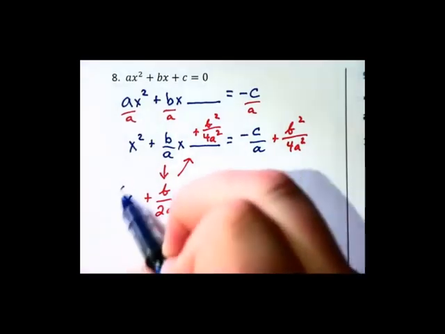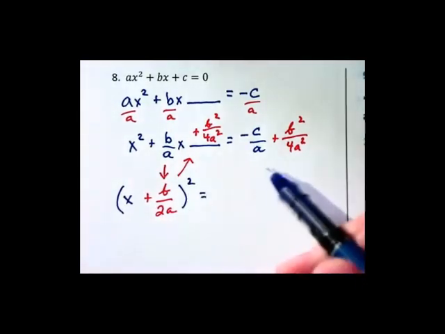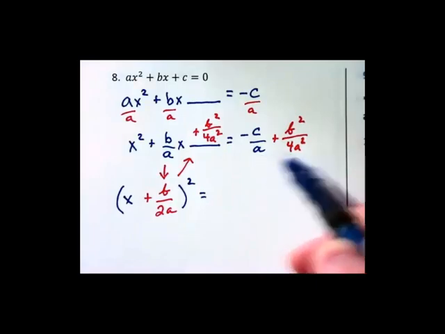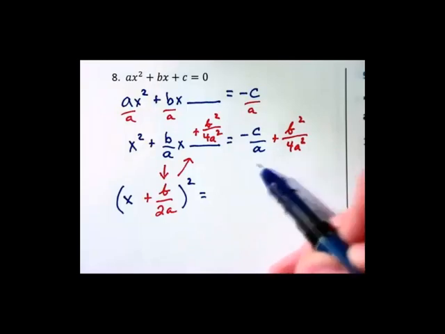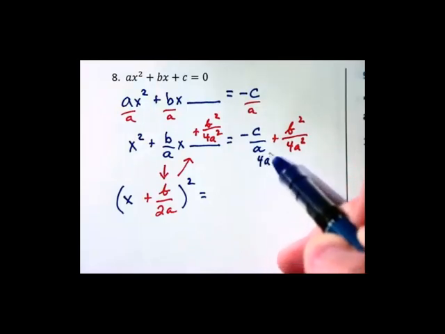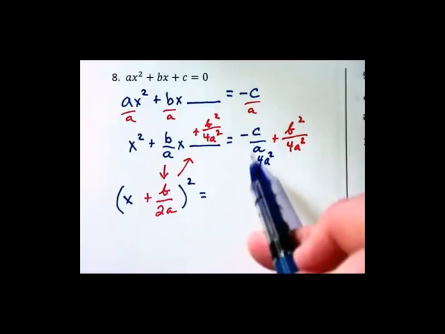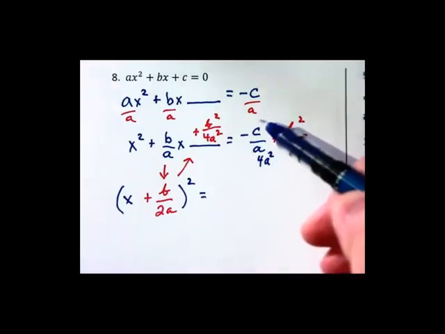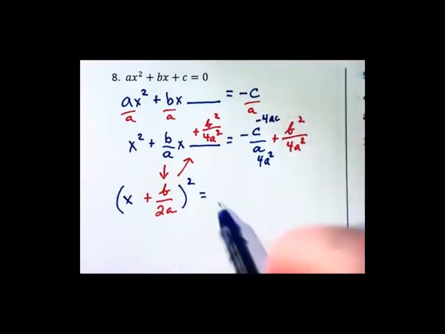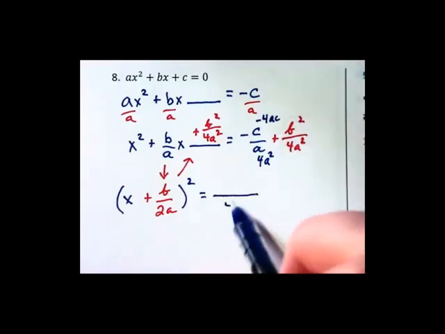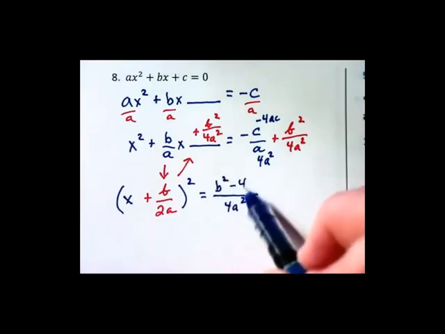Now it's time to complete the square. Put the x in front, the parentheses around it, the quantity squared. On the right hand side we need a common denominator in order to add these fractions, and a goes into 4a squared. So 4a squared will be the denominator. Now we're multiplying the denominator by 4a, so up above we multiply by 4a and get minus 4ac. And when I rewrite this all over the 4a squared, I'm going to write the b squared first minus the 4ac.